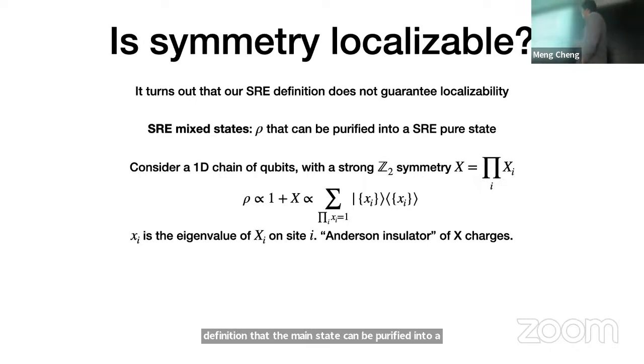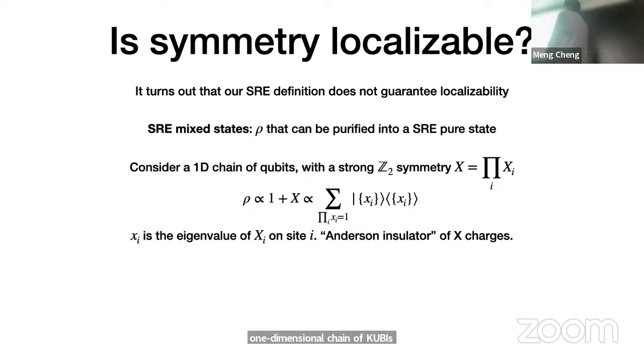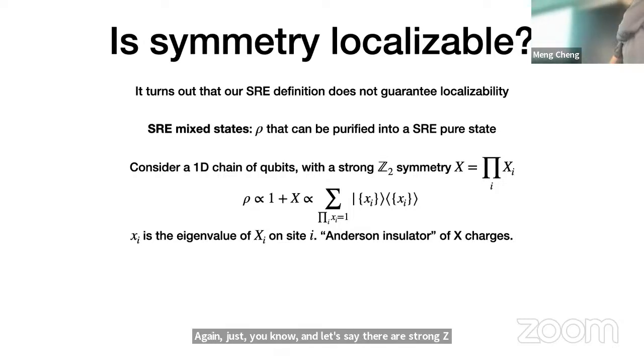And here's a counterexample. So let's consider a one-dimensional chain of qubits. Again, just a chain of qubits. And let's say there's a strong Z2 symmetry X, which is a product of all the X on each site. And let me consider the following density matrix. The rho is proportional, up to some normalization factor, to 1 plus X.